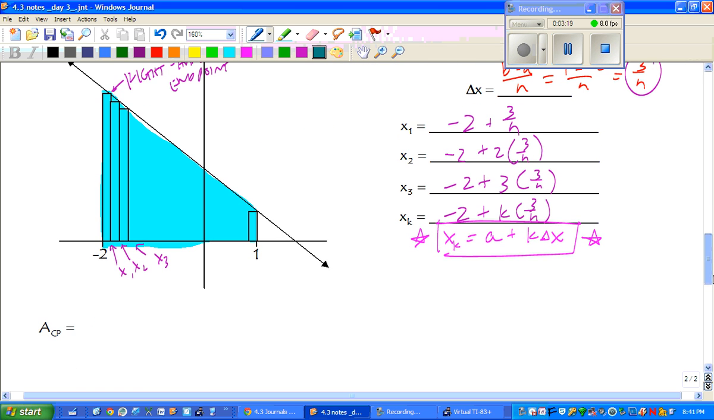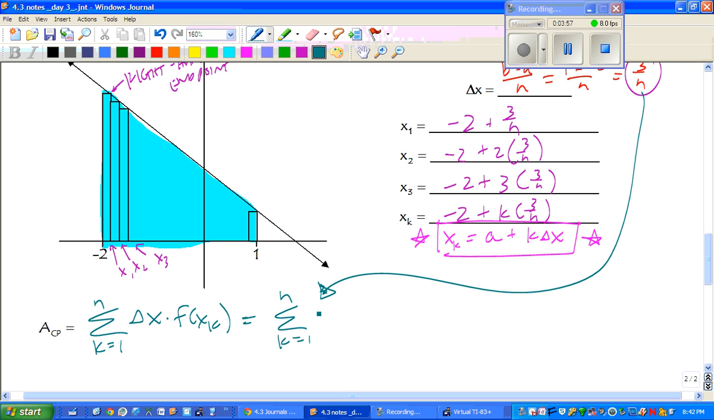So now we have the things that we need to start to find the area of that circumscribed polygon, adding up all those rectangles. So rather than starting off and writing it out like we have been, we have our formula. It's going to be the sum from k equals 1 to n of delta x times f of x sub k. That's going to be the sum of that polygon if we take all those rectangles together. So we're going from k equals 1 to n. Delta x, remember, we already determined was 3 over n. And then f of x sub k.